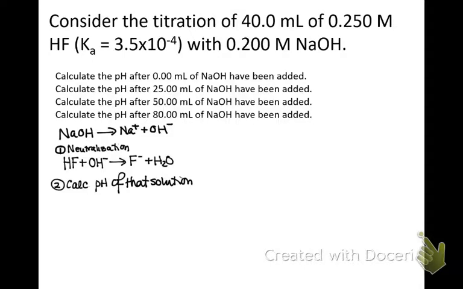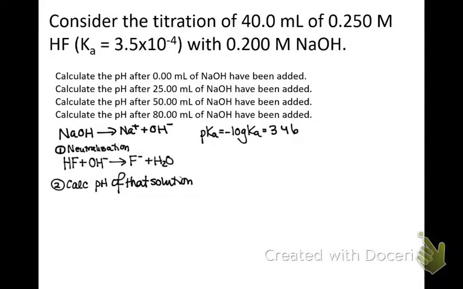Some things we might want to think about here. So we said that the Ka is 3.5 times 10 to the minus 4. We can find the pKa by calculating negative log of Ka, which we'll find equals 3.46. That might be useful.